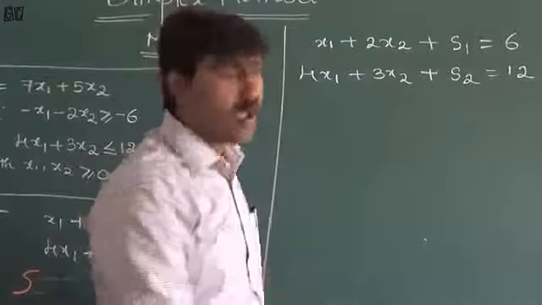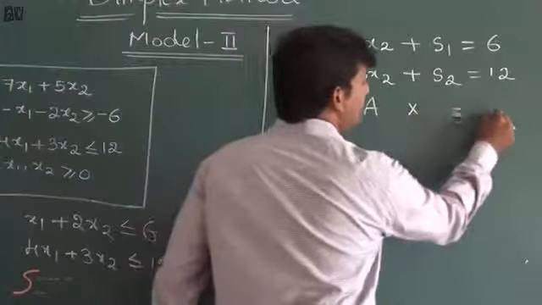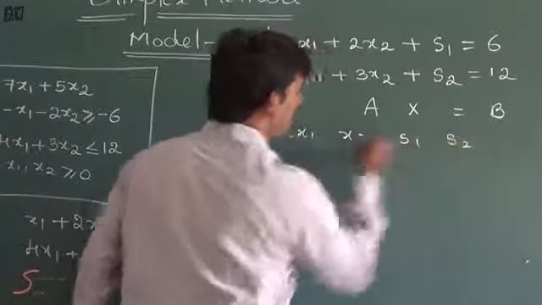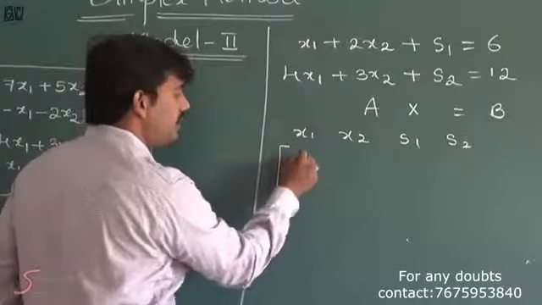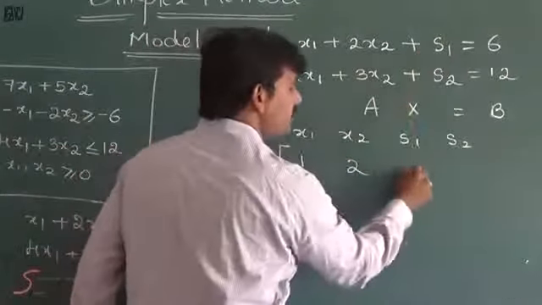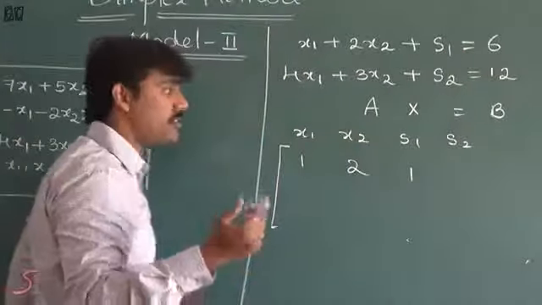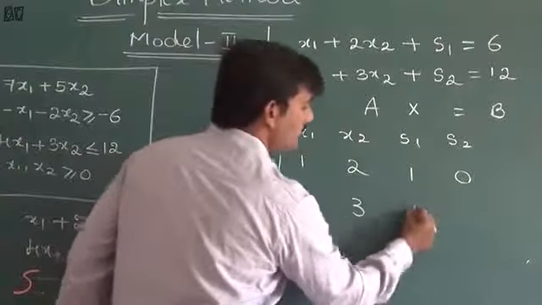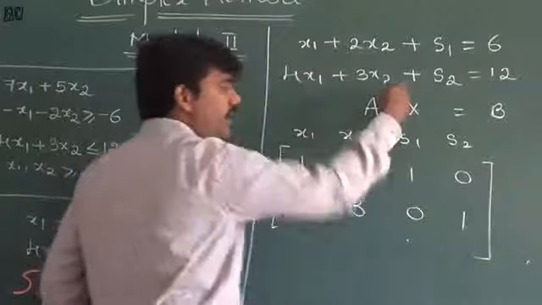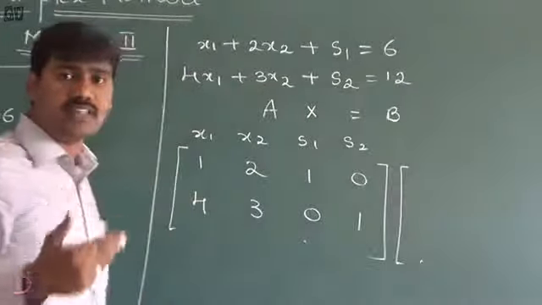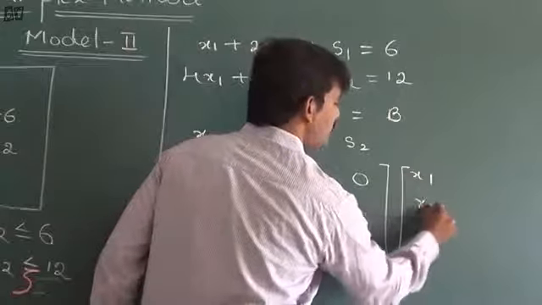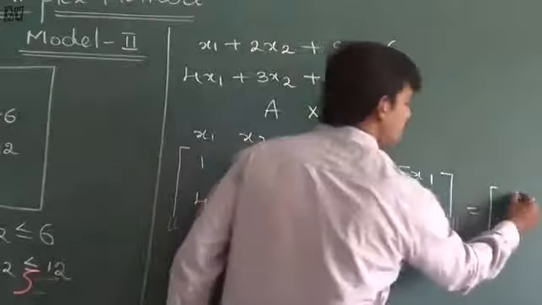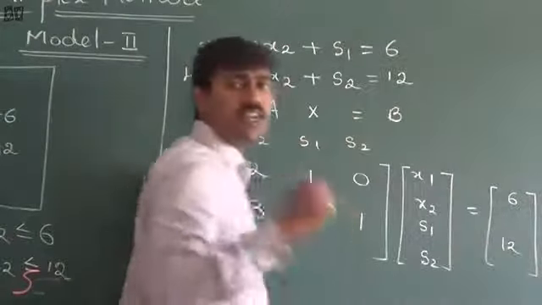After this, the standard form of the matrix. The standard form of the matrix is AX equal to B. I am going to represent all the variables x1, x2, s1, s2. The coefficient of x1 is 1, the coefficient of x2 is 2, the coefficient of s1 is 1, but we don't have the slack variable s2 there, so the value should be 0. Now in the second row the coefficients are 4, 3, 0, 1. This is all about A. We have the X variables, x1, x2, s1, s2, equal to B, which means 6 and 12. So this is the standard form of the matrix.